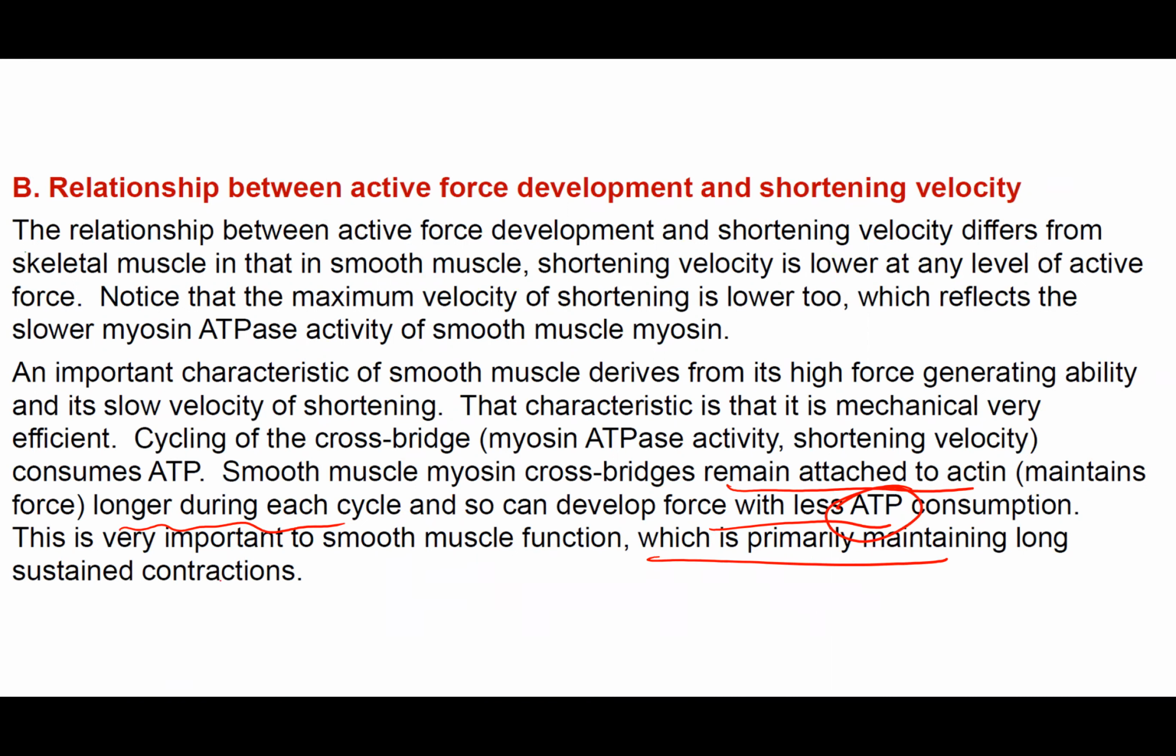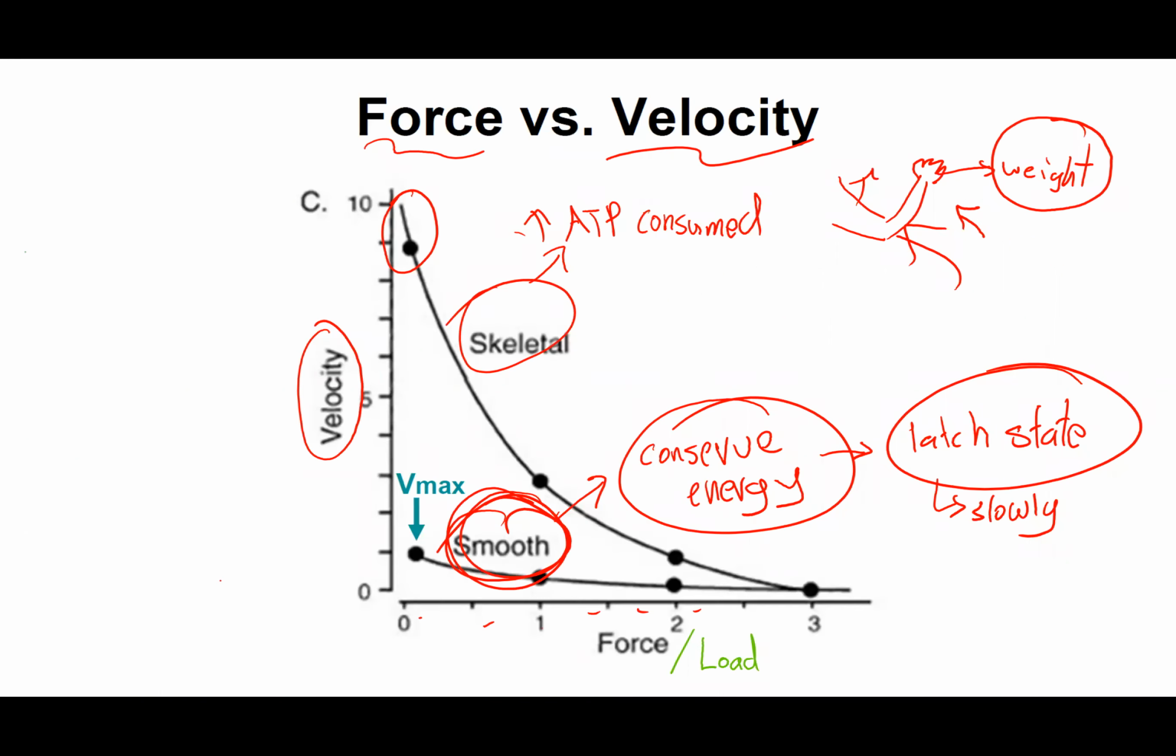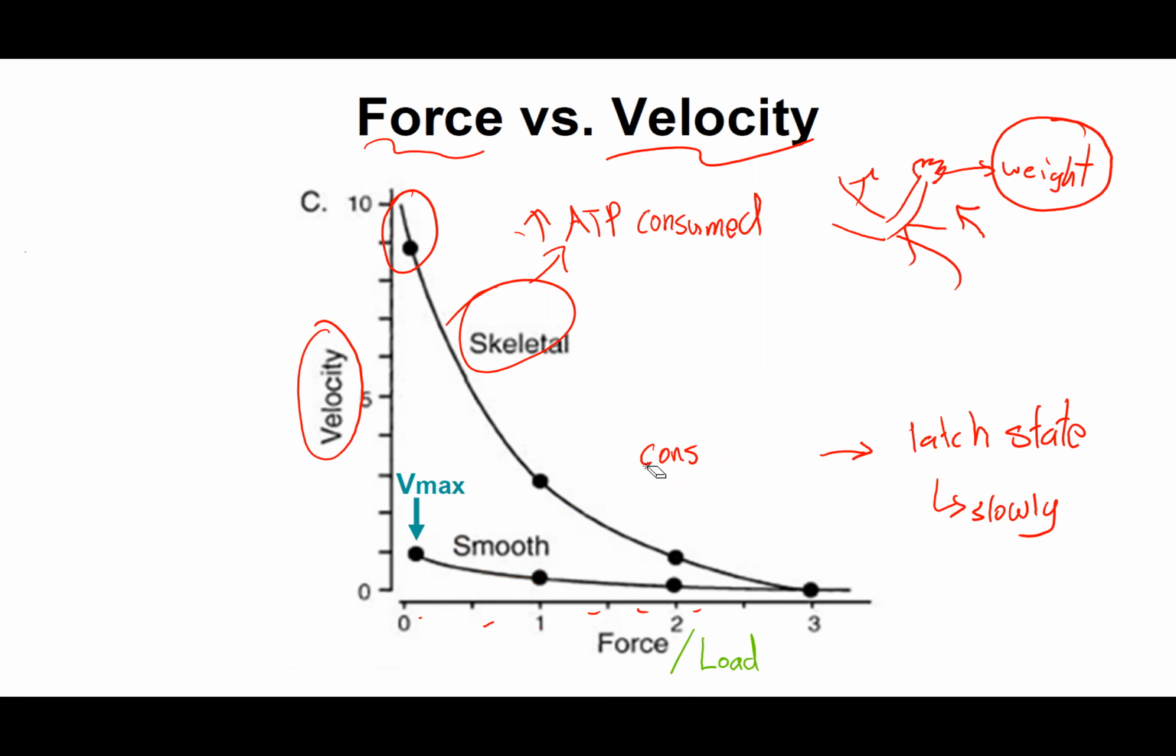This is very important. So I want to make sure that I understand: our smooth muscle is in a latch phase most of the time. That's why the velocity is very slow. That's why even if we exert a lot of force, it's still going to be slow in velocity, right? Yeah. To save ATP. Yeah, basically.